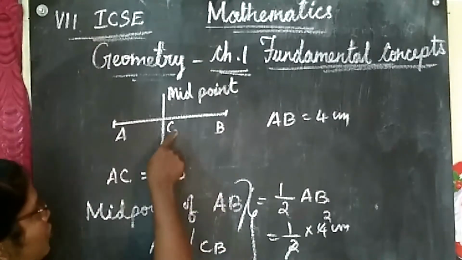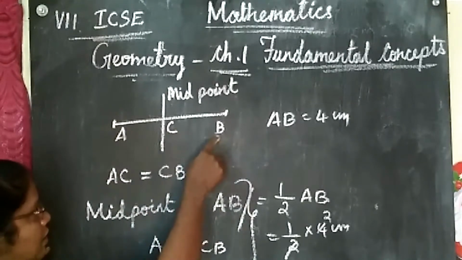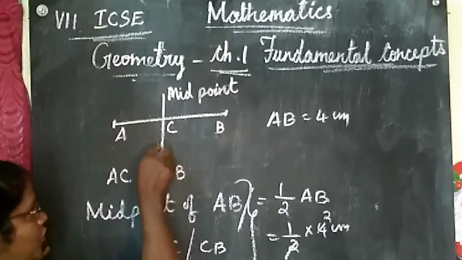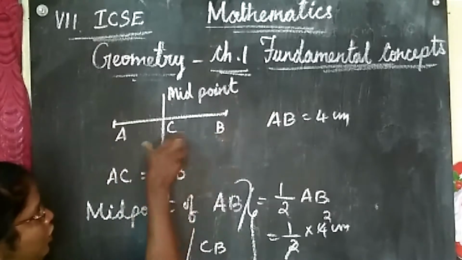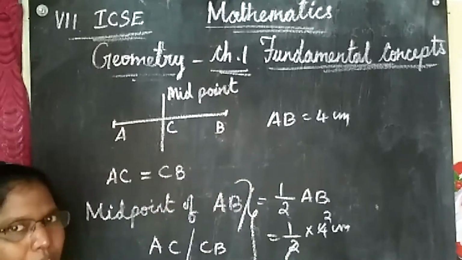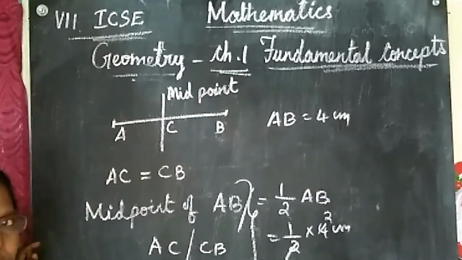Midpoint of AB is what? AC, CB, we are finding. So AC is equal to what? 2 centimeter. CB is equal to 2 centimeter. 2 plus 2 is total 4 centimeter. Clear? Okay.